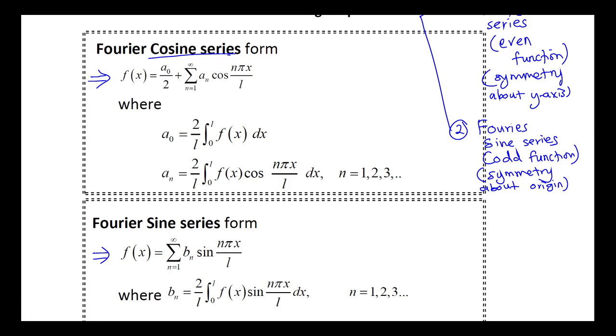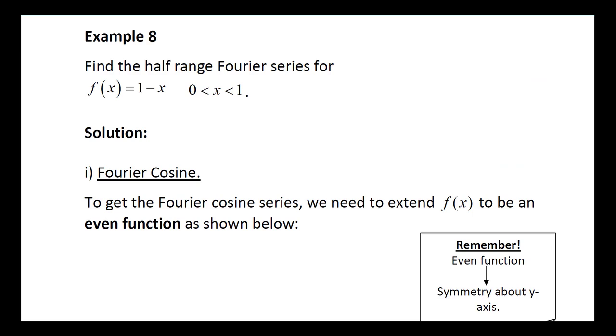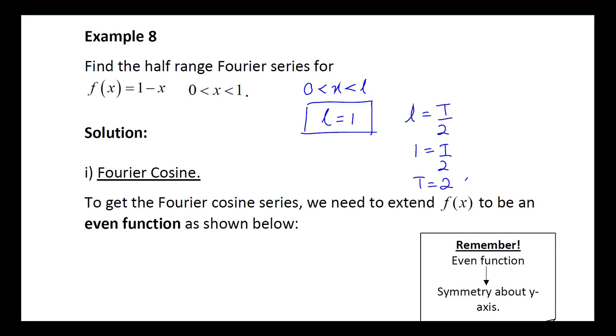Let us look at the example of how to expand half range into the Fourier cosine series and also the Fourier sine series. Example 8. Find the half range Fourier series for f(x) equal to 1 minus x from 0 less than x less than 1. So meaning that 0 less than x less than L, so L is equal to 1. We know that L equals T over 2, so 1 equals T over 2. So T is equal to 2.